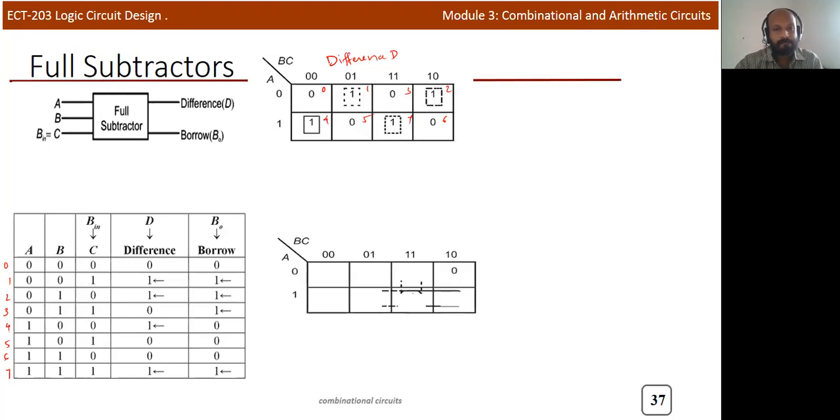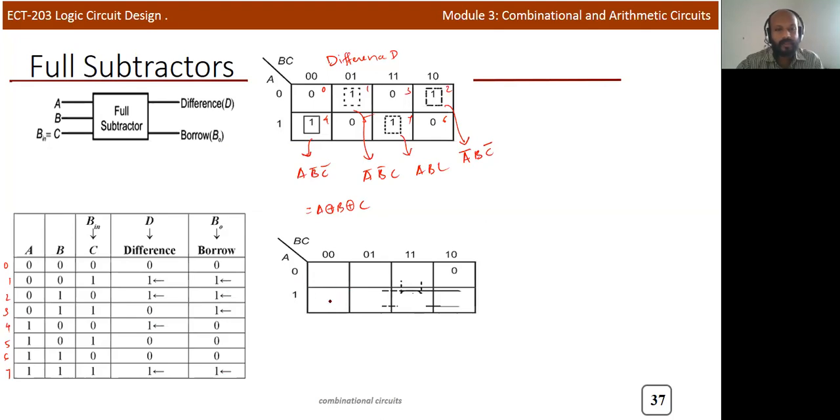So you can write like this. This term will be A B bar C bar, and this term will be A bar B bar C, this becomes A B C, and the last term is equal to A bar B C bar. Now we need to group all these terms. After simplification, you will get A XOR B XOR C.